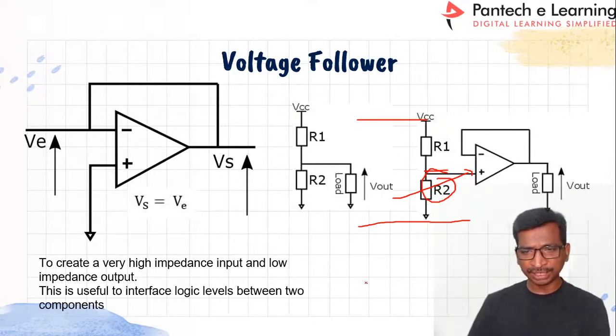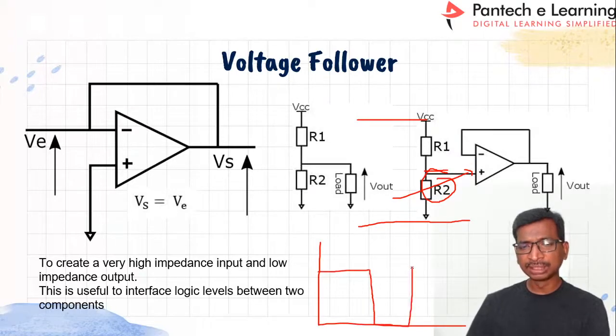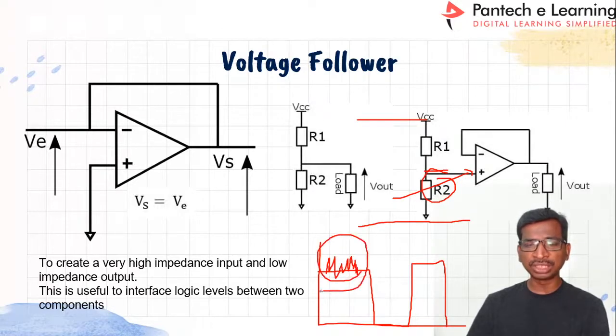In that case there will not be any oscillating voltages. So after the voltage follower, the circuit will not generate any disturbances, and here we can clip this voltage. That is the biggest advantage of the voltage follower circuit.